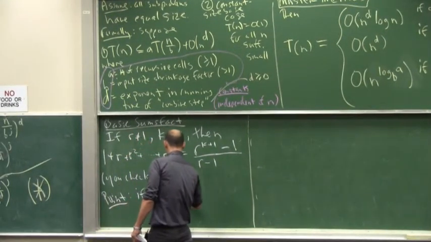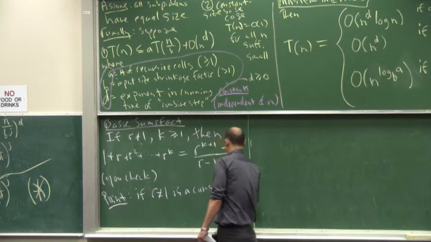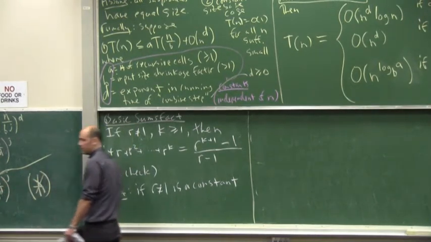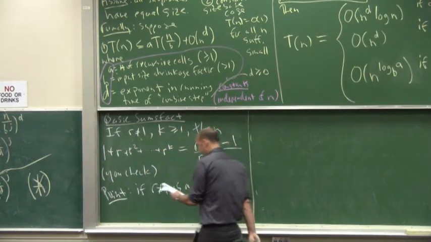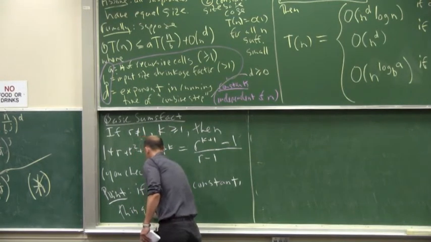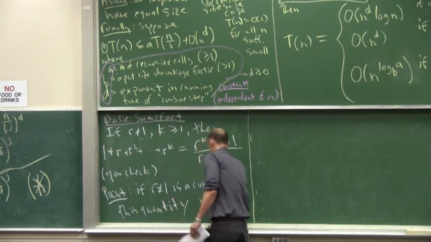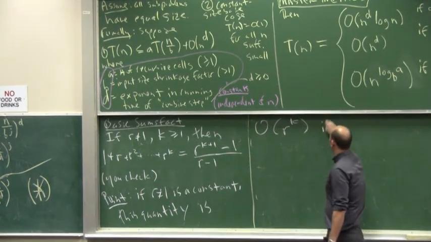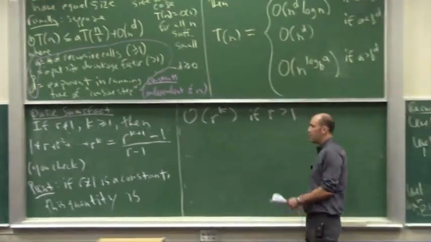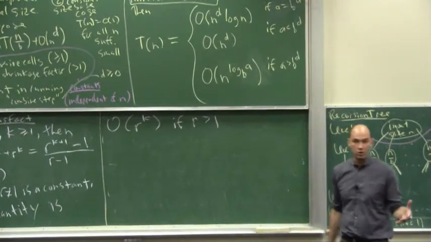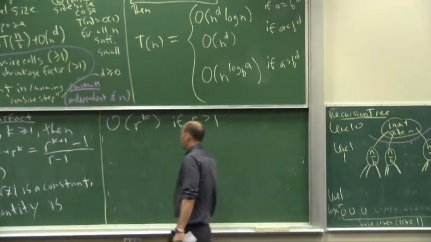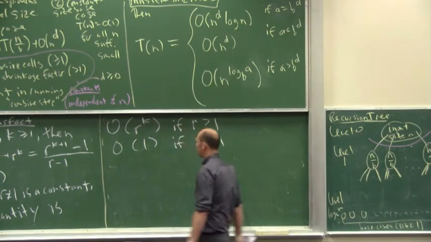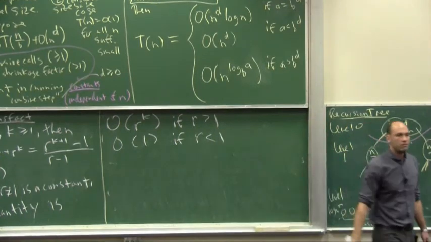So, if R not equal to 1 is a constant, independent of everything else, as it is for us, remember A is a constant, B to the D is a constant, so the ratio is a constant, then this quantity is big O of R to the k if R is greater than 1. In other words, it's dominated by the last and biggest term when R is bigger than 1. And it's O of 1 if R is less than 1. In other words, it's dominated by the first and biggest term if R is less than 1.